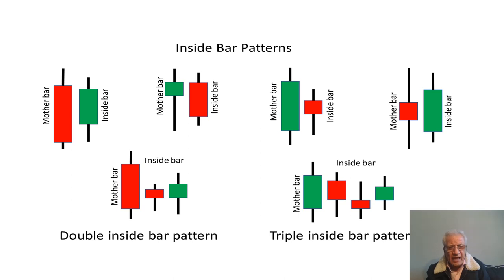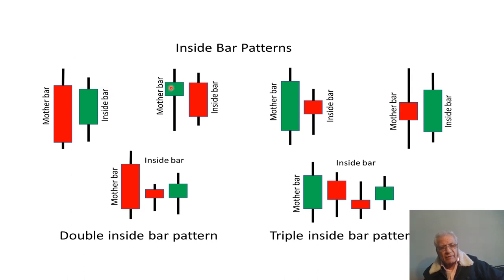Now, in this slide, I'm going to show you inside bar patterns. This is two candles. The first one is bearish, long bearish with upper and lower shadow, and the second one is slightly smaller, a bullish body with upper and lower shadow. You see the bullish candle, including the upper and lower shadow, is within the body and the shadow of the mother bar. So that is what they call an inside bar.